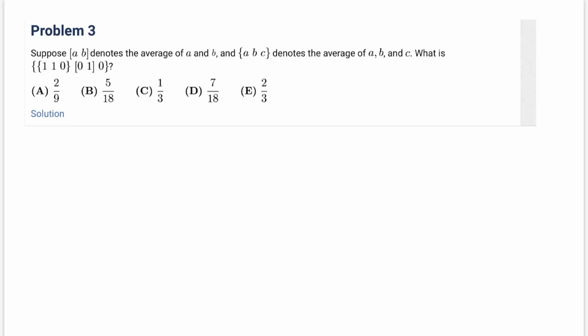Number 3: suppose AB denotes the average of A and B, and ABC denotes the average of AB and C. What is the value of the expression in the problem? So for this one, this could be the average of all these three things.